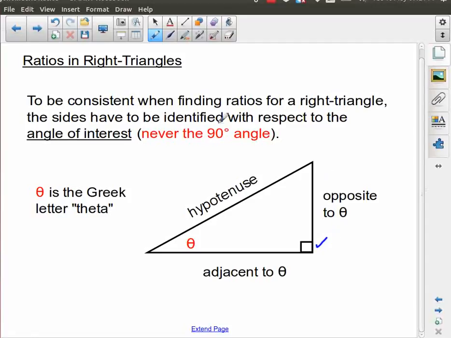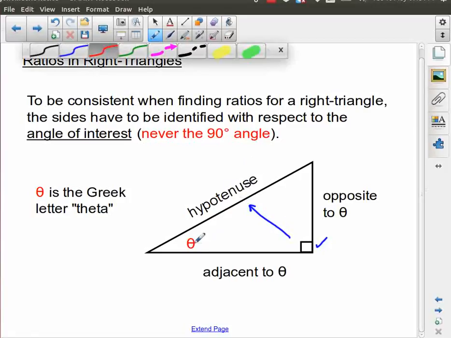And then the next thing we do is we say, okay, what angle is it that I'm interested in? We're not interested in the right angle because we know it. So we pick one of the other two angles. And depending on where we pick that other angle, which is known as the angle of interest, we label the other sides appropriately. Now the hypotenuse never gets changed. The hypotenuse is always across from the right angle. It is always opposite to the right angle.